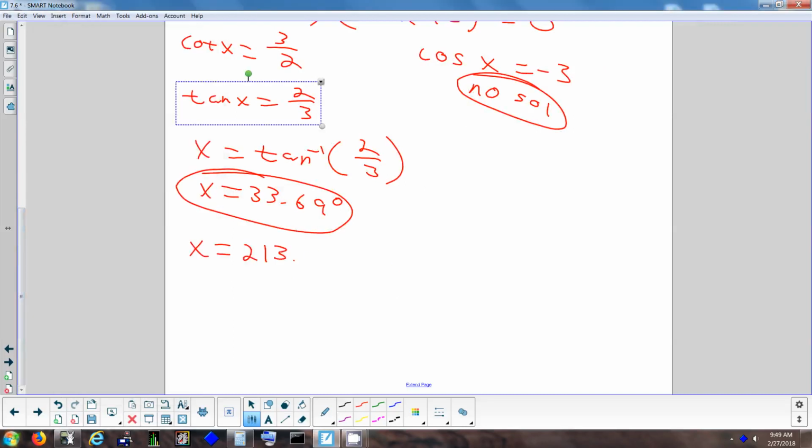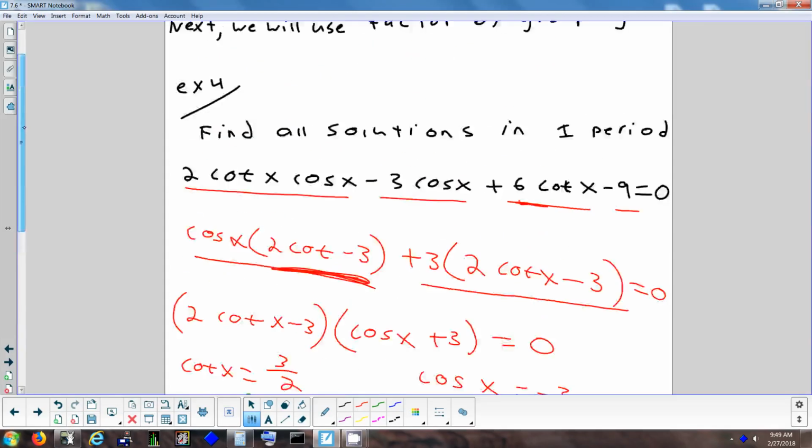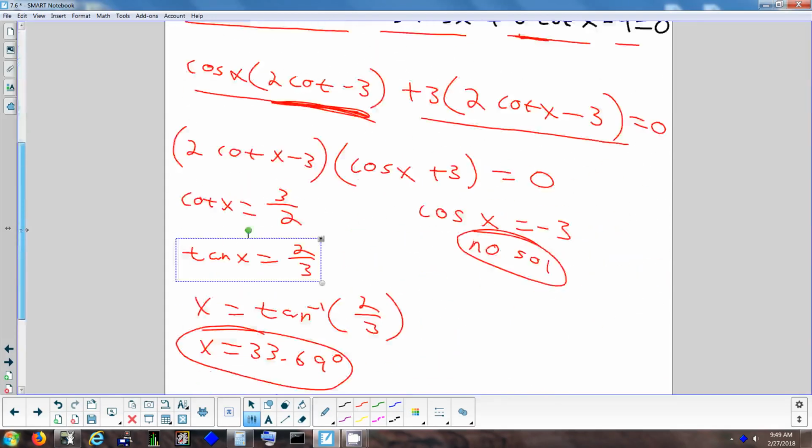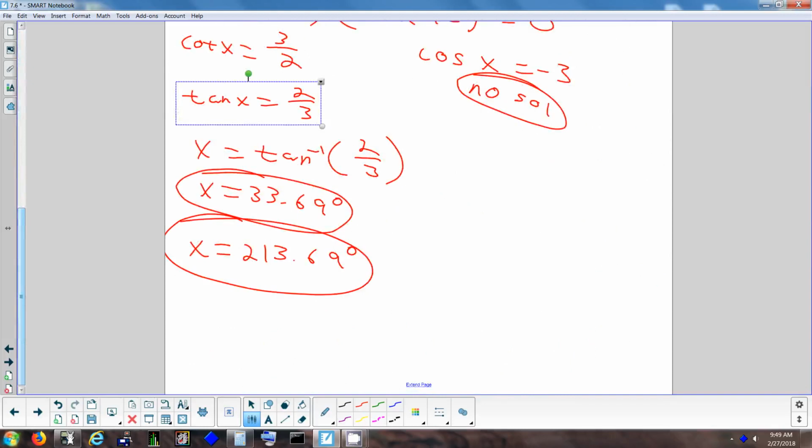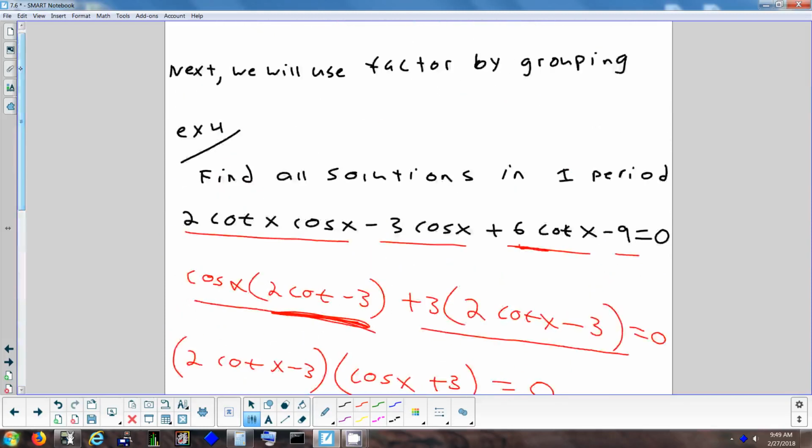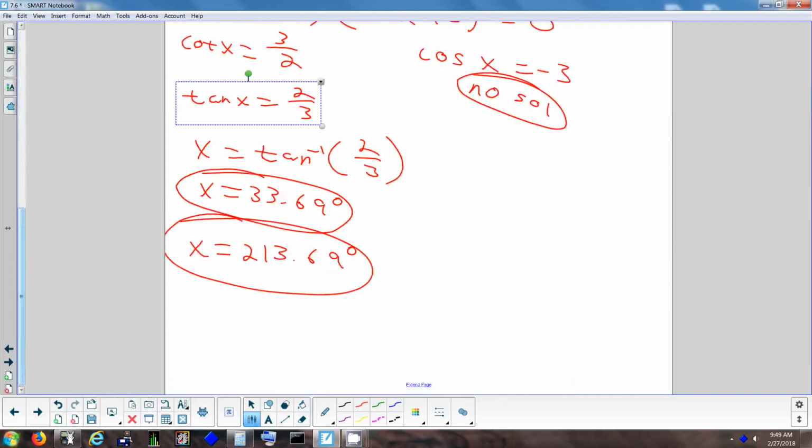213.69. Now I'm going to go back up and check and see if they said to only give answers between something and something. If they did, maybe I can cross one of those answers off. So it says find all solutions in one period. So in that case, we can leave both answers. Okay, because when I quickly look at that, I know the period of that is 2 pi, because it can't be smaller than 2 pi. It can't be, because cosine has a period of 2 pi. Okay, so any questions on that one?